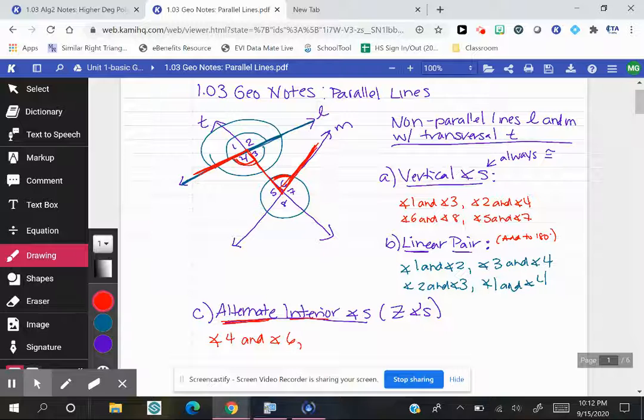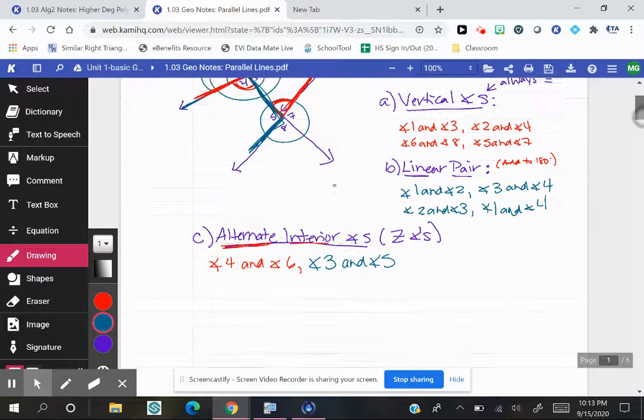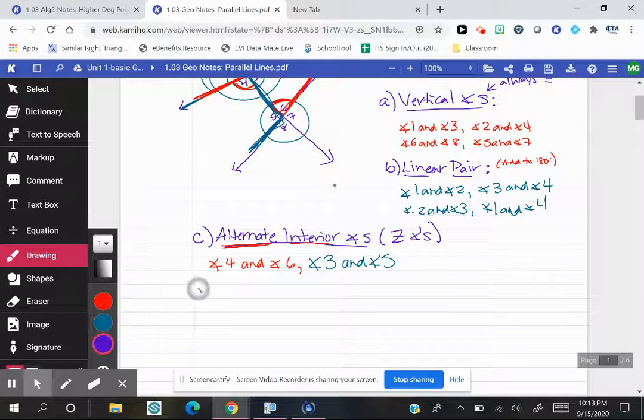And we also have a Z over here. And in the armpits of our Z would be angle 3 and angle 5. Those are alternate interior. Next, we're going to do alternate exterior.